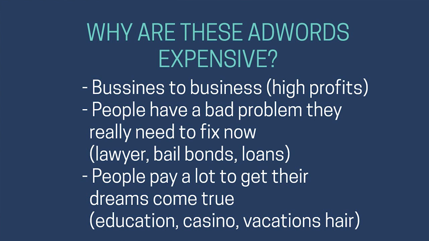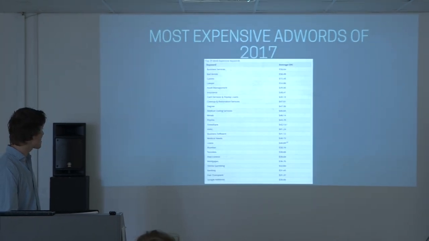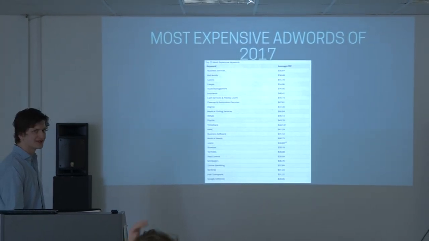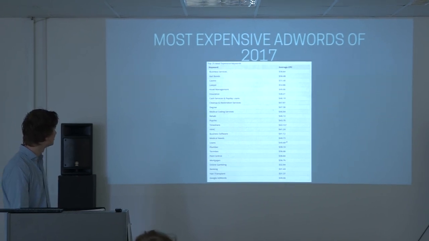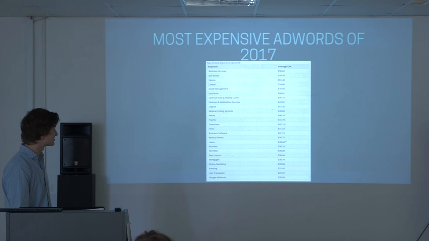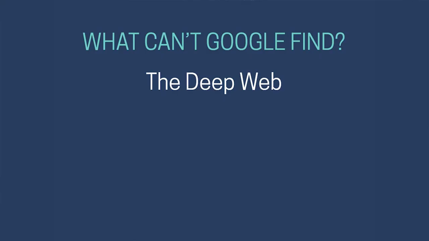Lawyers, of course. And people pay a lot to get their dreams to come true. So that's why the hair transplant is in the top 25 list, because people really dream of new hair, probably. And timeshare, it's a holiday sharing system, is on 1, 2, 3, 4, 5. Yeah, I think 15 or something like that. Casino is also a good one.